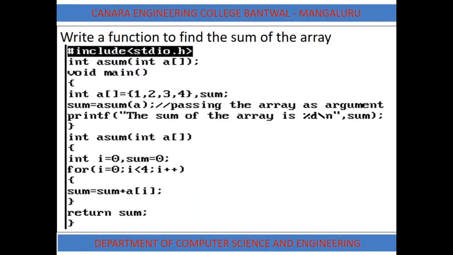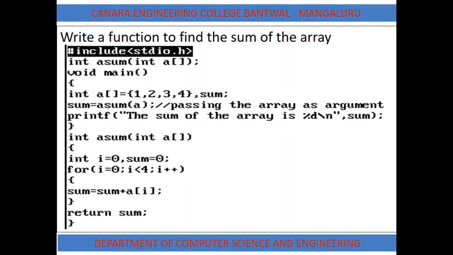So int i equal to 0, comma sum equal to 0. Now for i equal to 0, i is less than 4, because I know that there are only 4 elements, and i plus plus. Initially i is 0 and sum is also initialized to 0. I is 0, so 0 is less than 4. The condition is true, so control will come inside the for loop. Now sum equal to sum plus a of i. Sum is 0, 0 plus a of 0. A of 0 is the first element, that is 1. So 0 plus 1, sum becomes 1 now.